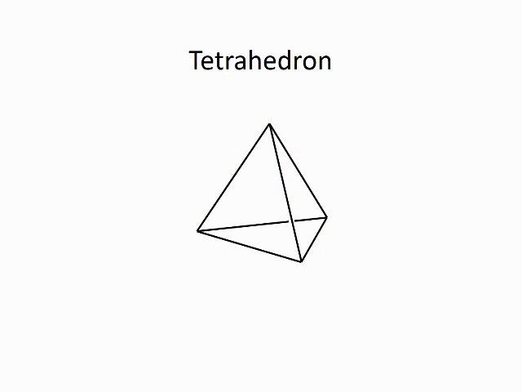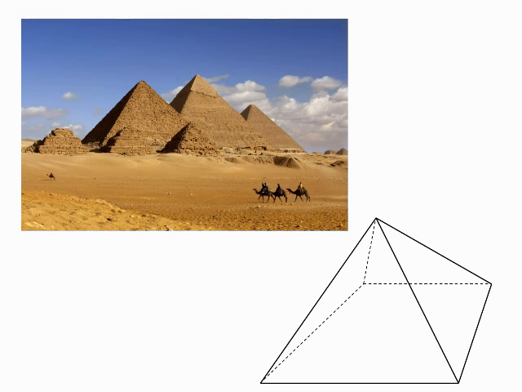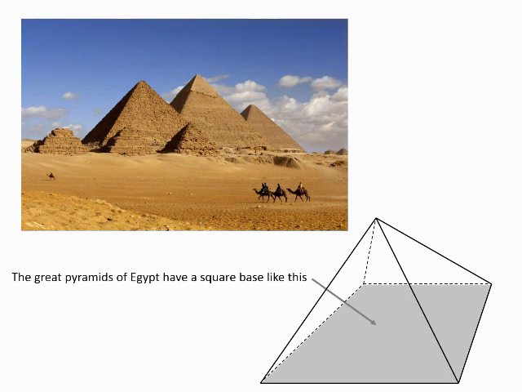A tetrahedron is a three-dimensional figure with four triangular faces. 1, 2, 3, 4. The word tetrahedron means four faces in Greek. Because it has a triangular base, a tetrahedron is also called a triangular pyramid. The Great Pyramids of Egypt have a square base like this, and four triangular sides. When architects talk about pyramids, they usually mean this form.